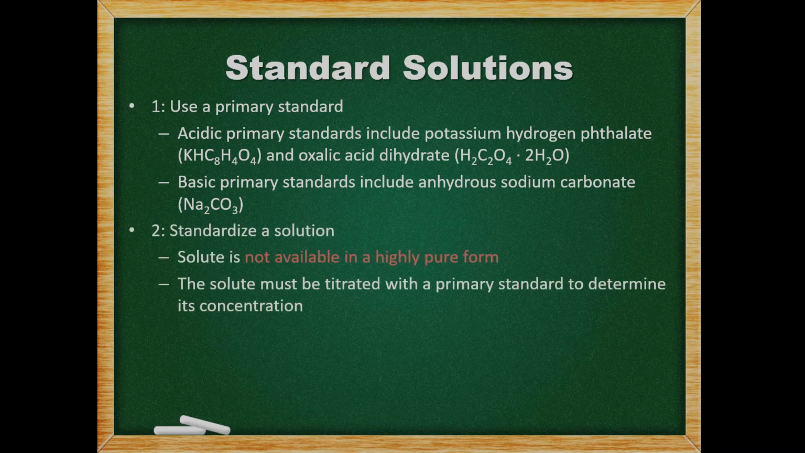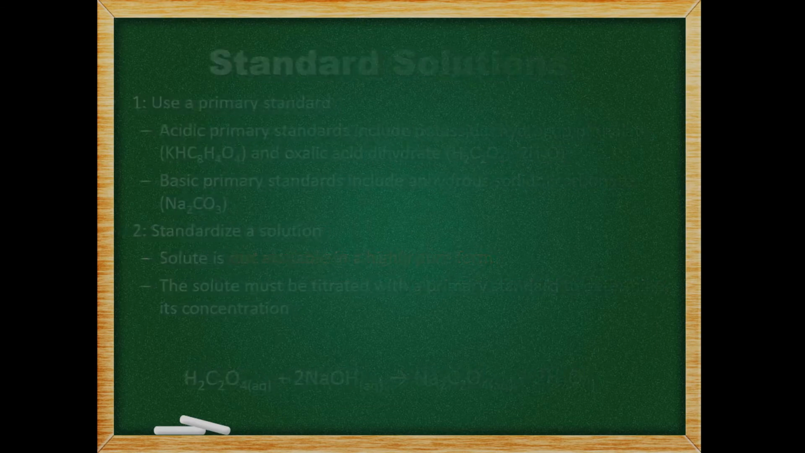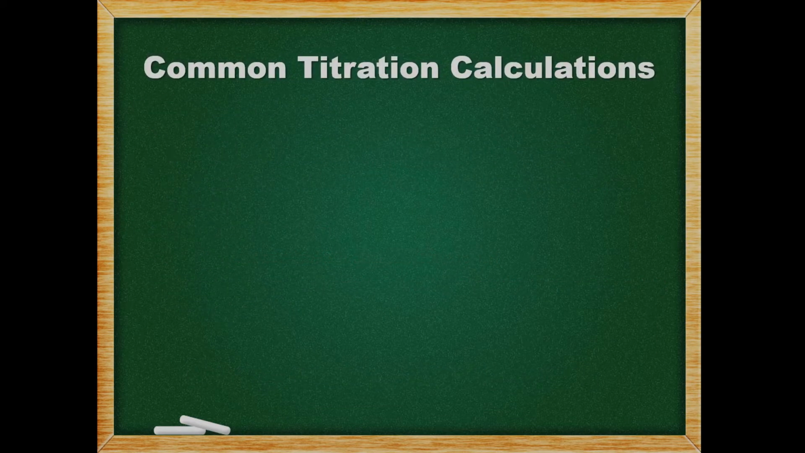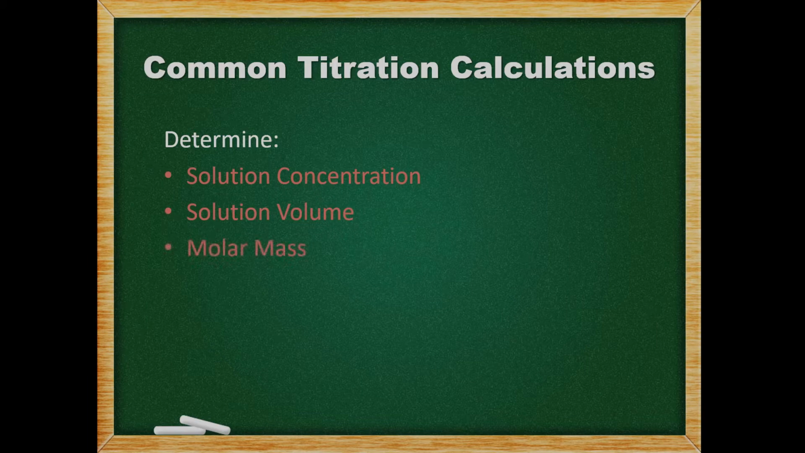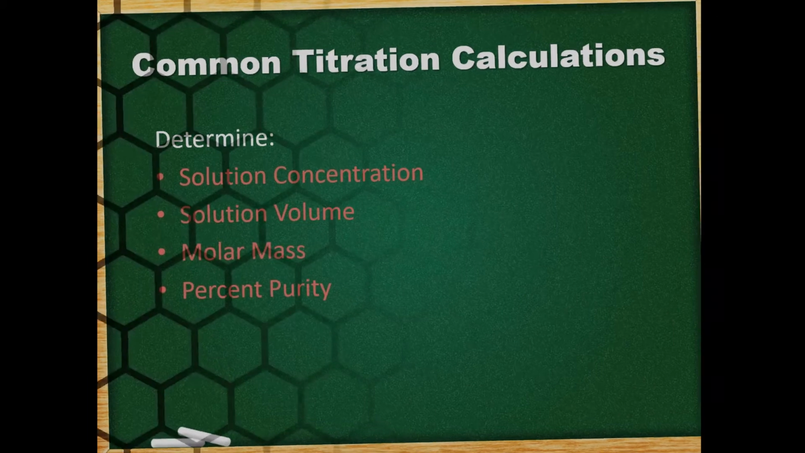We can also standardize a solution we want to use if it is not available in a highly pure form. We must titrate it with a primary standard. The standardized solution concentration is now known. Here's an equation we would use if we were standardizing sodium hydroxide using oxalic acid dihydrate. Four kinds of common titration calculations are ones where we determine solution concentration, solution volume, molar mass, and percent purity. We will go through an example of each.